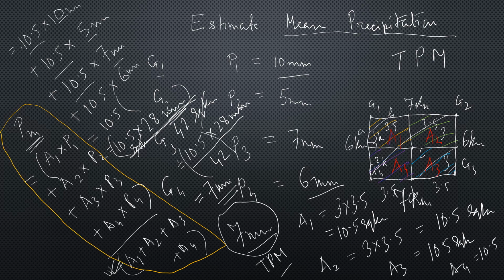This equation: Pm, that means mean precipitation, equals A1 into P1 plus A2 into P2 plus A3 into P3 plus A4 into P4, divided by total area. And this will give you the average precipitation of the watershed. With this, we conclude this tutorial.